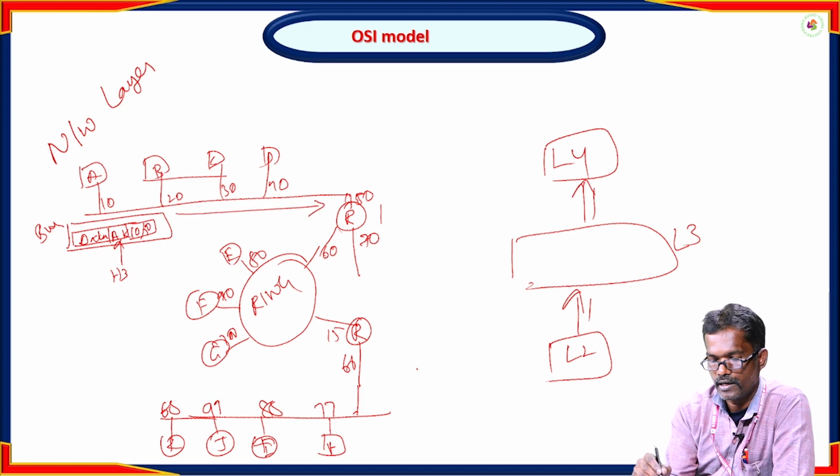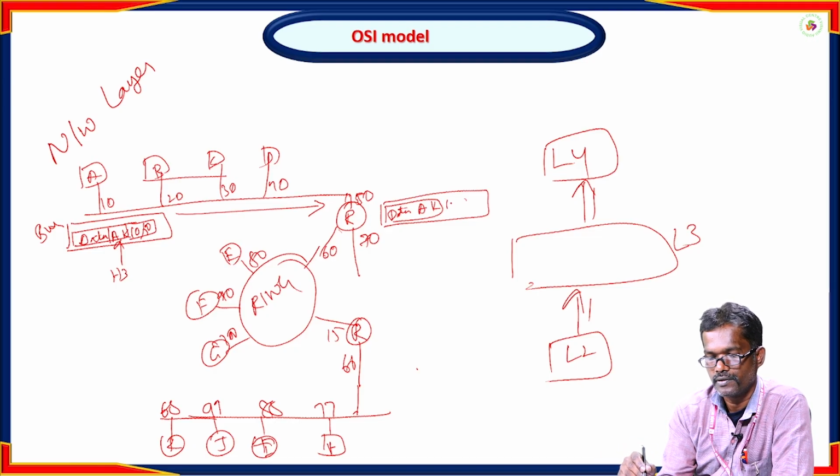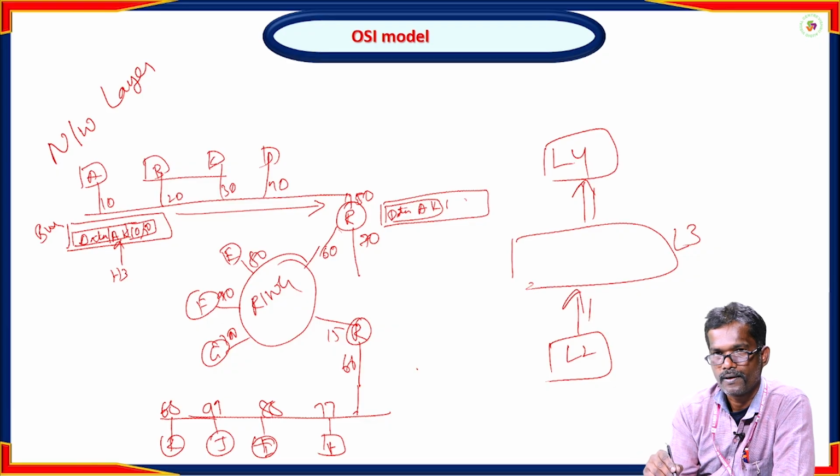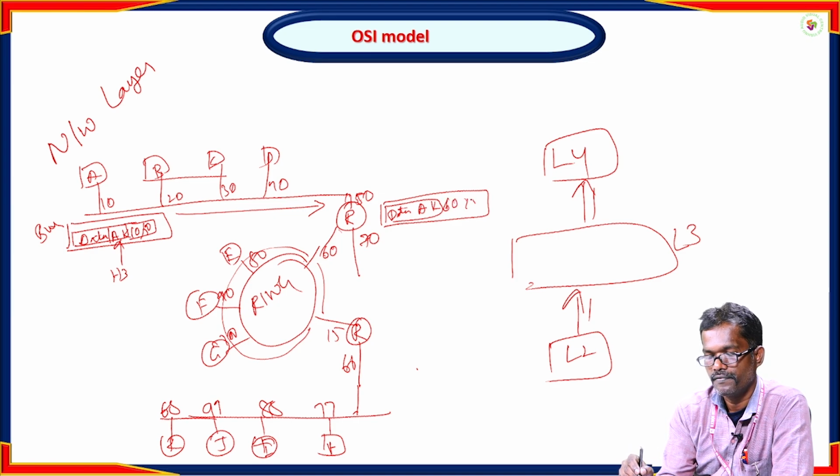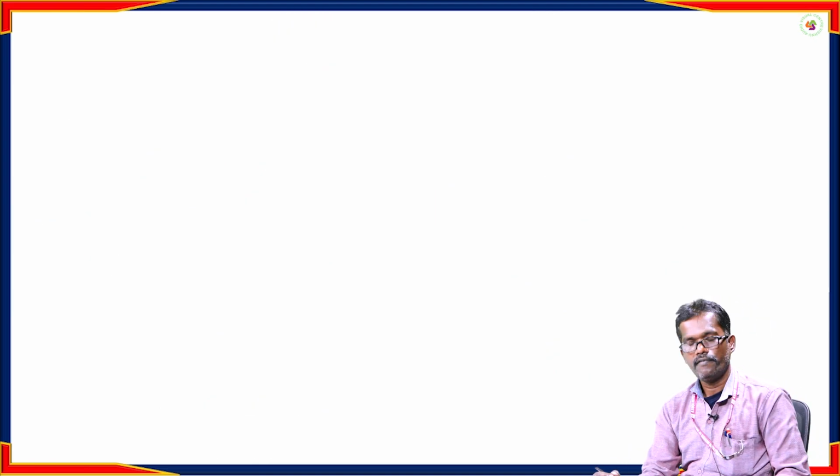Here, the frame will be changed. Data A, comma K will be the same, but the source and destination addresses may be changed, depending on from where to where they need to go. From 10 to 50 it reached. From 60, where do you need to go? To the next router, by the shortest path. If you go like this, the distance is more. If you go like this, this is the shortest distance. So 60, comma 15. It travels the shortest distance.